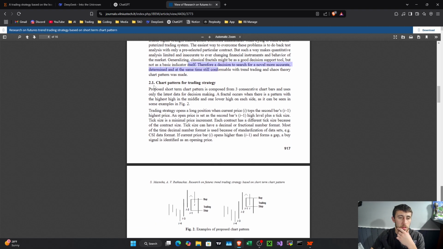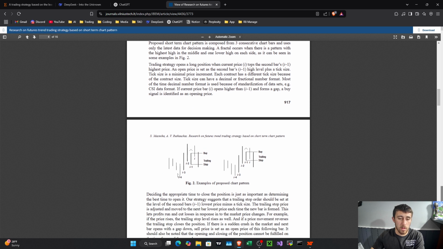So this is where it starts. The proposed short-term chart pattern is composed of 3 consecutive chart bars and uses only the latest data for decision making. Highest high in the middle and one lower high on each side. That's going to be seen in some examples in figure 2. Okay, so this is our fractal right here.